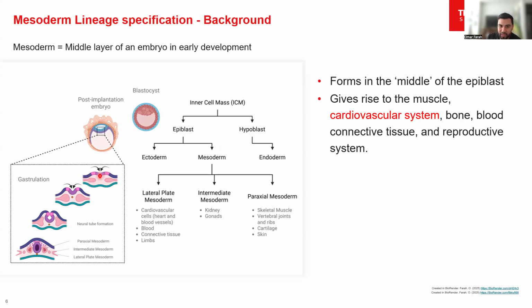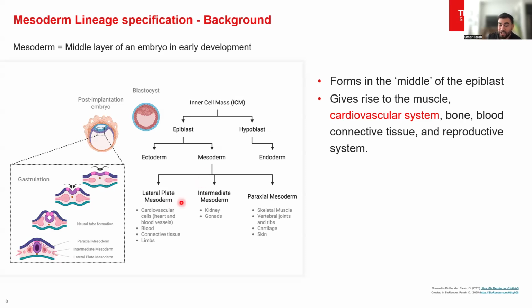The epiblast on top starts to migrate and pinch inwards to create the neural tube. And in this process, you actually end up also specifying the mesoderm, which by definition, meso is the Latin word for middle. Mesoderm is basically the layer of cells that forms in the middle of the epiblast, so right here.